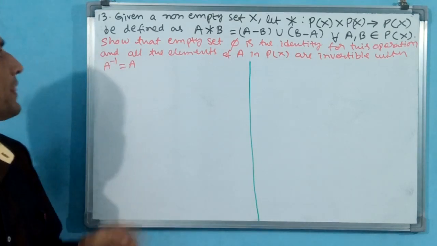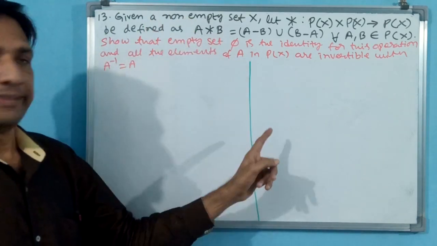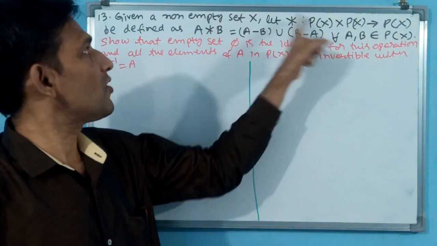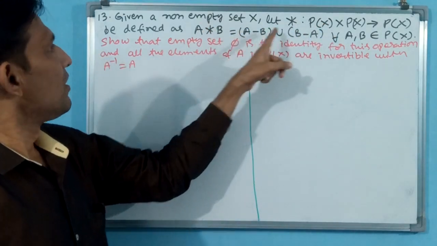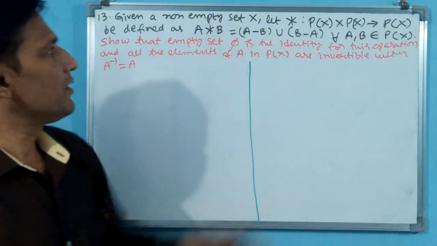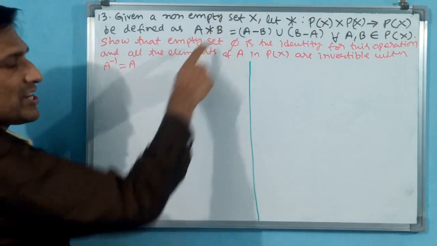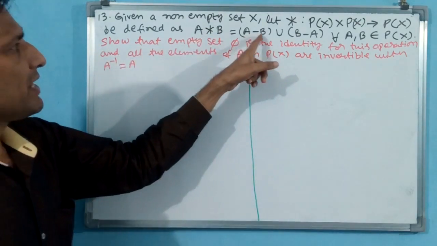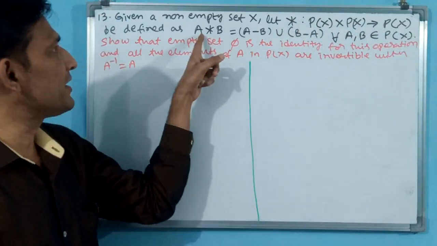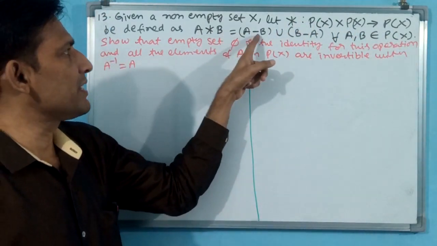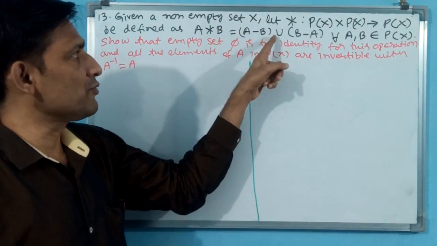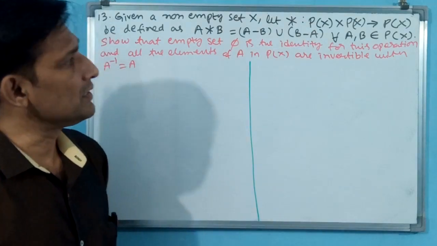What they have given? Given a non-empty set X, let star, that means this is a binary operation, from power set of X cross power set of X to power set of X, be defined as A star B is equal to A minus B union B minus A. Here the binary operation format is this one. A star B means A minus B union B minus A. A star E means A minus E union E minus A. Like that we have to see.